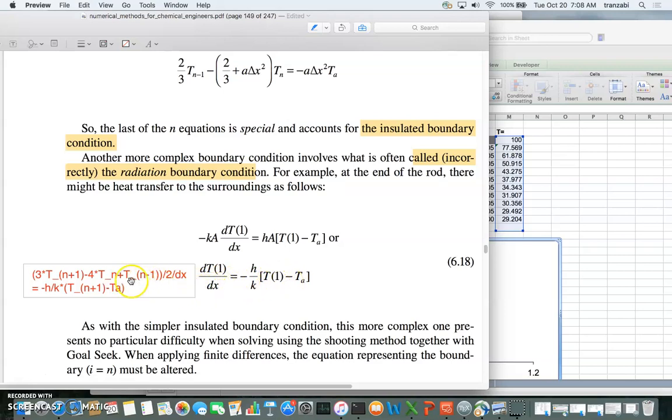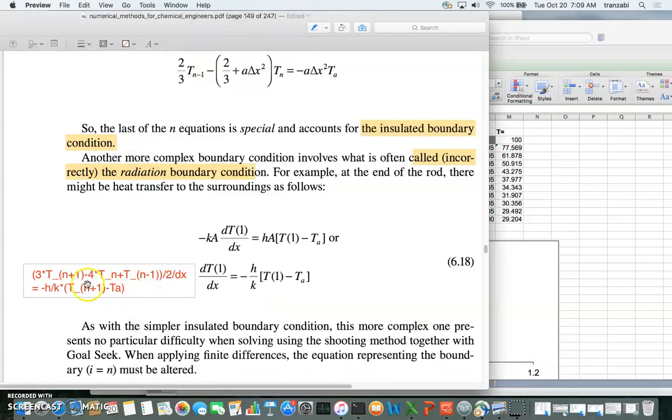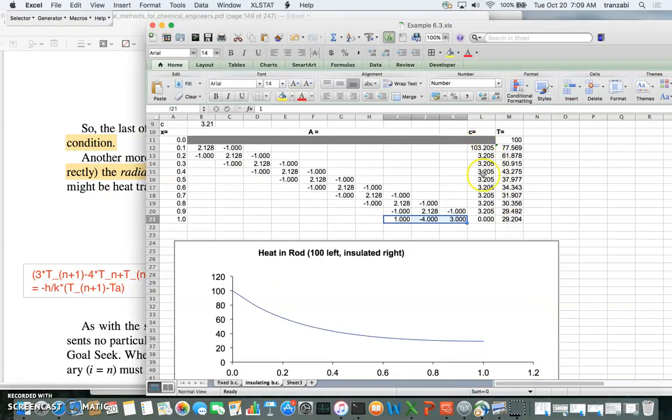We can group these: I have 1 T_{n+1} here, and 1 T_{n+1} there. We can group these two. In other words, we can move this one to the left side and group it, and put the coefficients for T_{n+1}, T_n, and T_{n-1} right here in the last row. Then what's left over, which is Ta times minus h over k, is going to be the right-hand side of my equation. It's going to replace this 0 right here, and then you get the same system with the last equation changed. Then we can go ahead and solve the system.